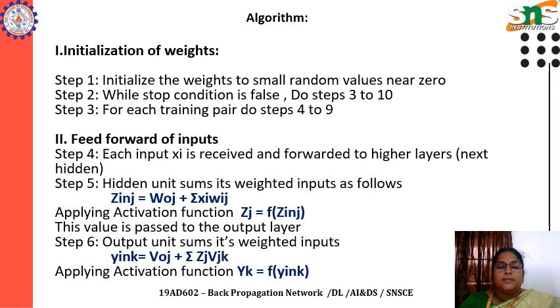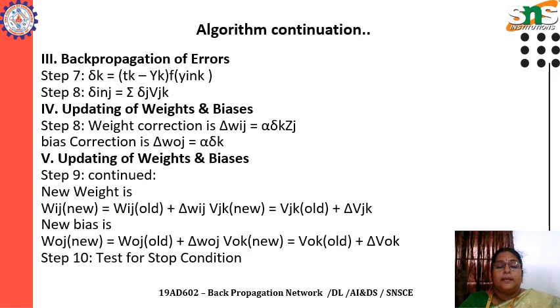Step 1: initialize the weights with random values near 0. While the stop condition is false, the loop has to be executed; we need to repeat steps 3 to 10. For each training pair, we have to do steps 4 to 9. Feed forward of inputs: each input xi is received and forwarded to the higher layers, that is the next layer, as I said, the hidden layer.